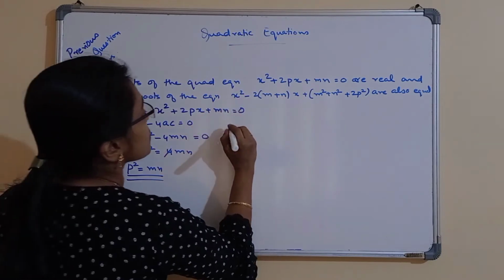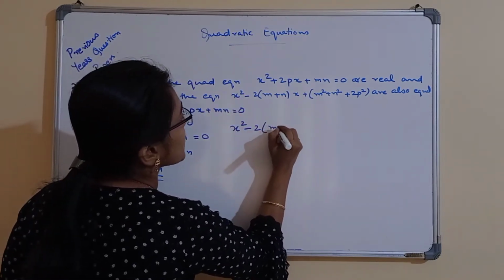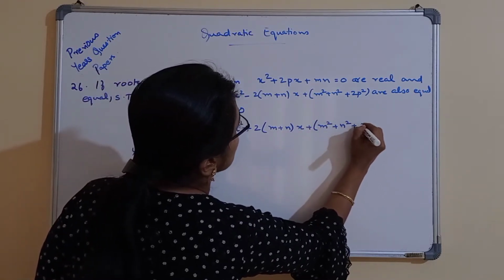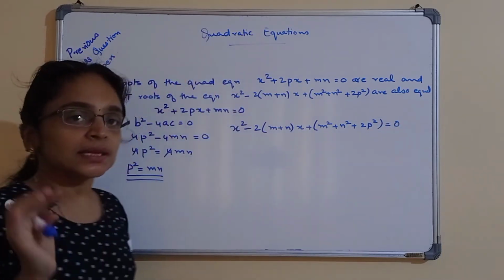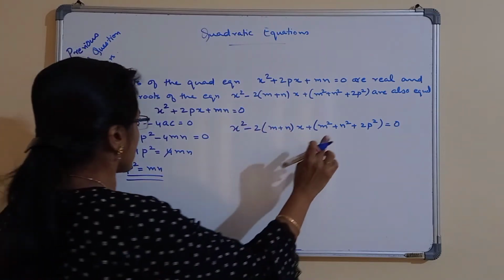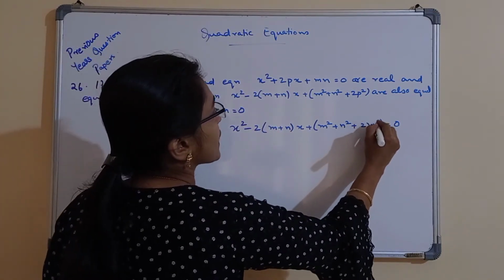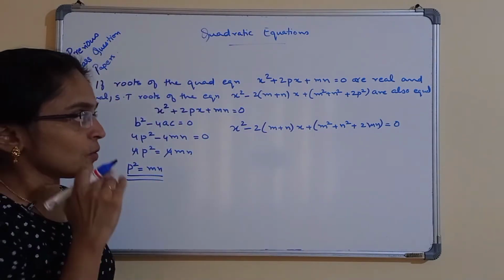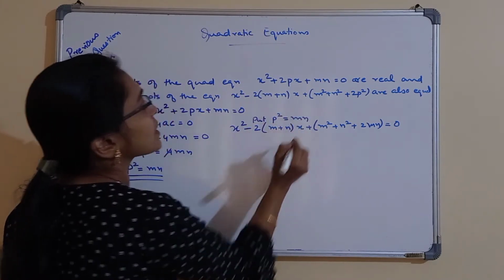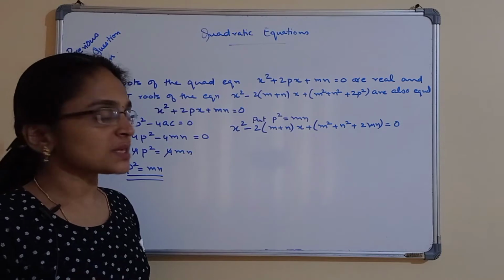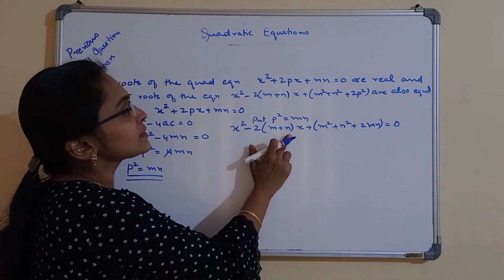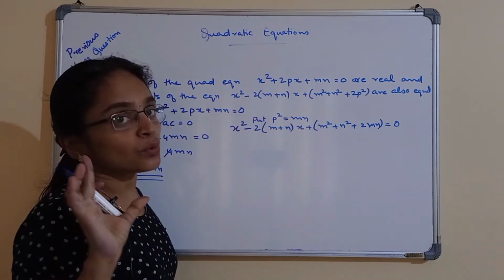Okay. Now we have to prove that this also has equal roots. So, x² − 2(m + n)x + m² + n² + 2p² = 0 is the second equation. And we know that p² = mn. As the next step you can write this. So, put p² = mn. Okay. So, x² − 2(m + n)x + m² + n² + 2mn = 0, and we have to show that this has equal roots.